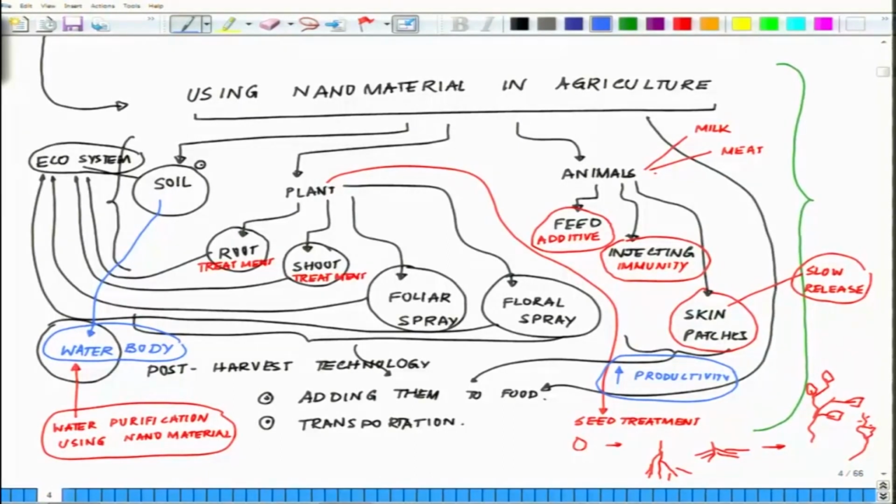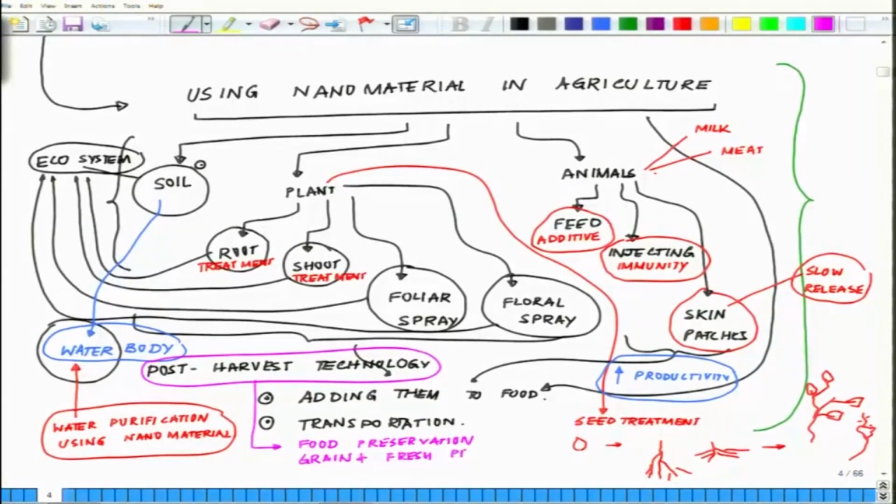Apart from it, there is a tremendous thrust of applying nanomaterials for post-harvest technology, which includes food preservation. Mostly this includes grain and fresh produce preservation, which includes, of course, cut flower preservation and other offshoot areas in the field.